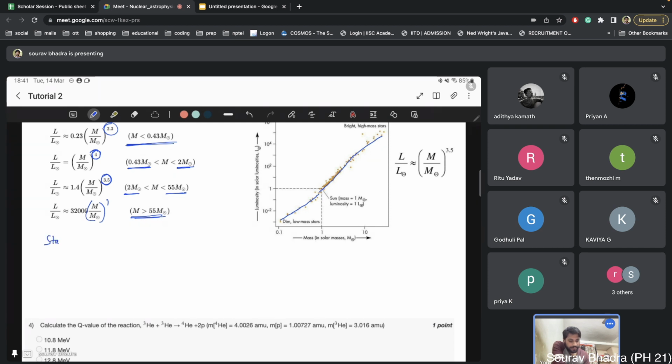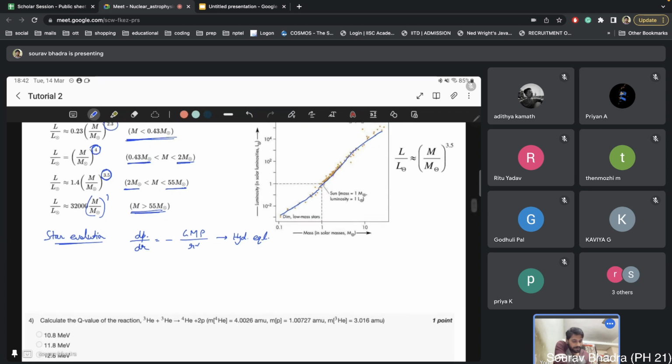So star evolution will depend mainly on four equations. Just try to see it. If you don't understand it, that is okay, no problem. That is GM rho by r square. It is called the hydrodynamic equilibrium. Just follow me. You don't have to derive it, you don't have to understand it if you don't want to, no problem.